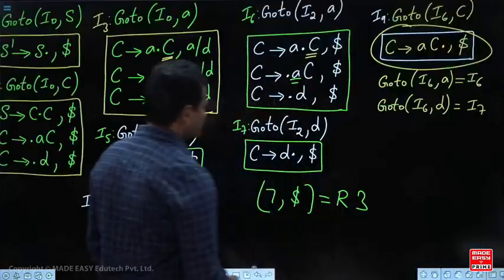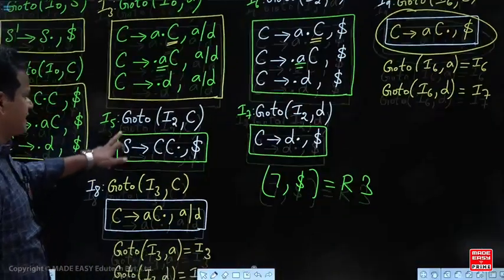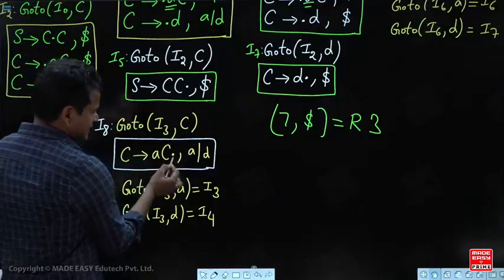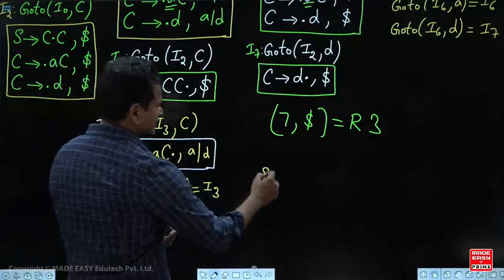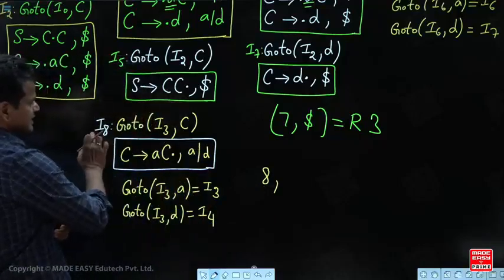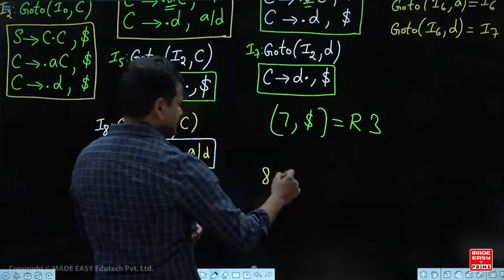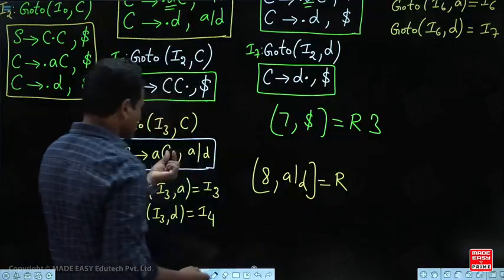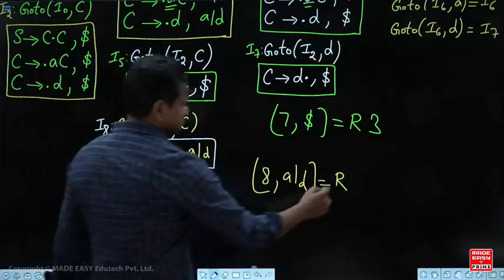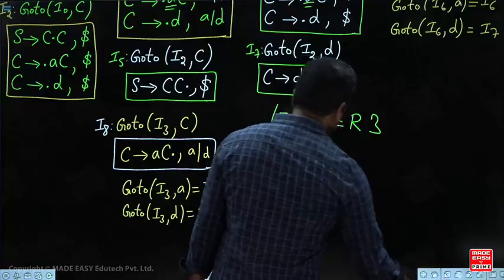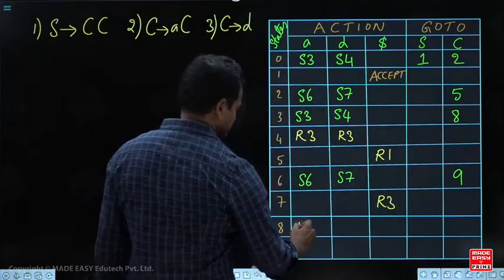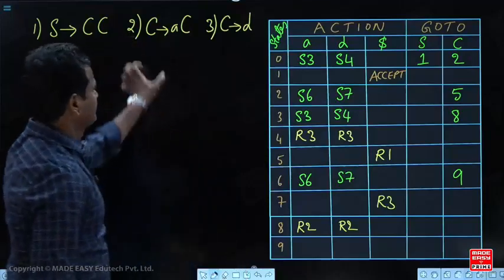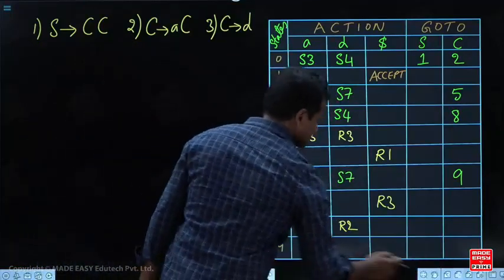Okay. Now come to I8. Again I repeat, this is I8 and the dot has reached the end. Whenever the dot reaches the end, reduce will come. And what is the name of the state? I8. So the 8th row. And what are the lookaheads? A and D. So 8 comma A, 8 comma D, reduce comes. Why reduce? The dot is at the end. And its number is 2. So 8 comma A and 8 comma D is R2, C goes to AC. It is 2.